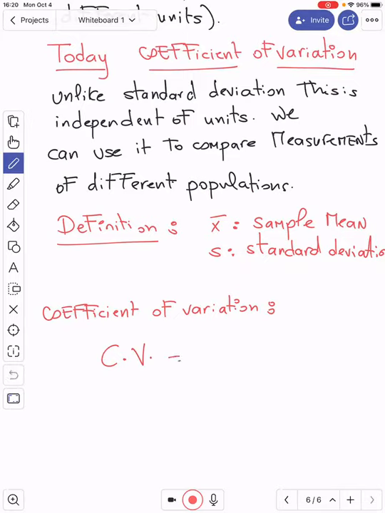the coefficient of variation is going to be the ratio between the standard deviation and the mean. So it's S, the standard deviation, over X bar. The standard deviation depends on the units, X bar depends on the units. So when you take the ratio, the units cancel out. That's how you get rid of the units. And then times 100%.